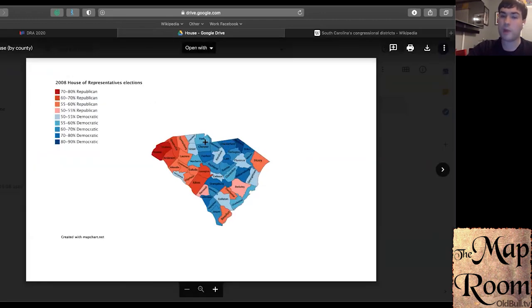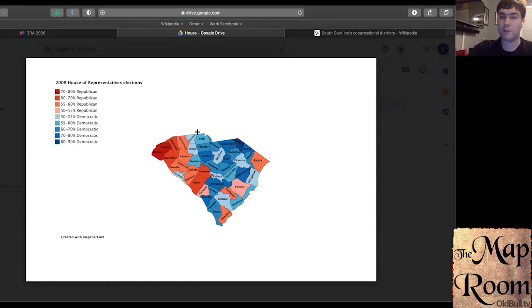Obviously, John Spratt did really well in his district. He got over 50% of the vote, which is why you see so many of these counties here blue that are unthinkable today. Blue York County, blue Lancaster, to a degree Kershaw County, Cherokee and Union County, strongly Republican counties.